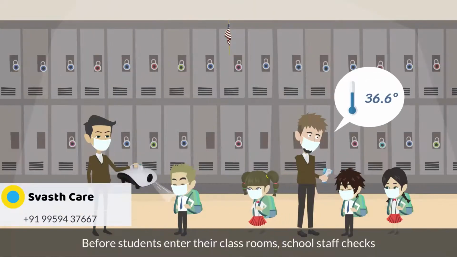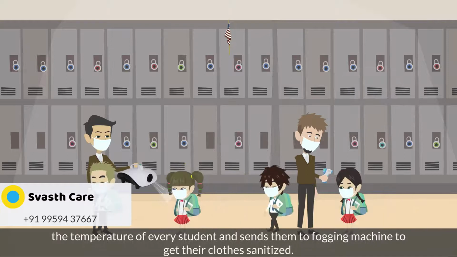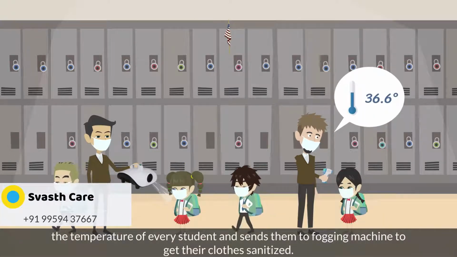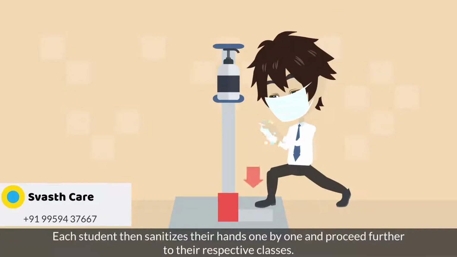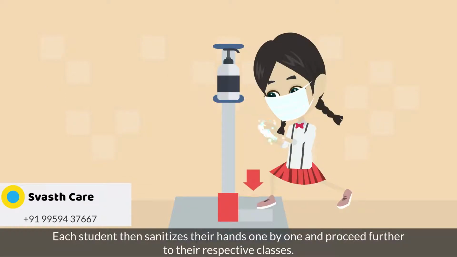Step 4. Before students enter their classrooms, school staff checks the temperature of every student and sends them to the fogging machine to get their clothes sanitized. Each student then sanitizes their hands one by one and proceeds further to their respective classes.